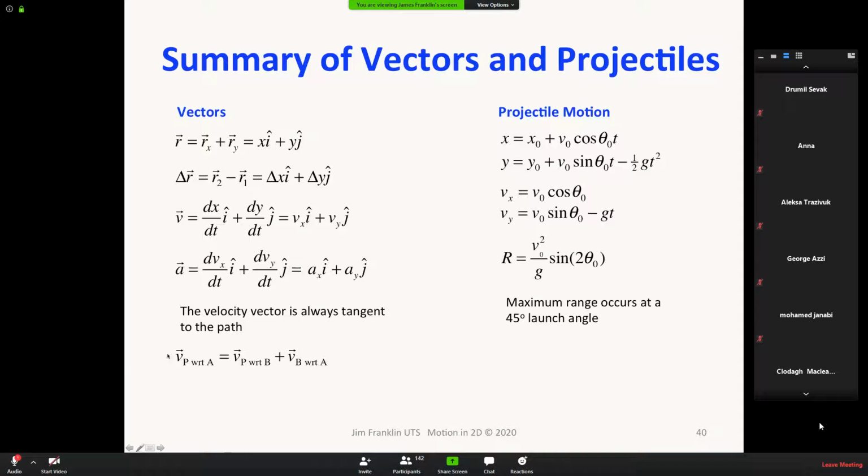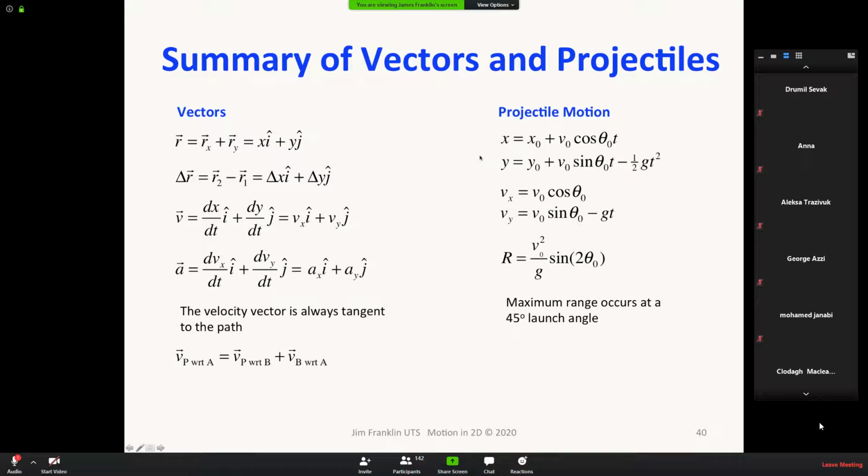And it's very important to remember the velocity is always tangential to the path. And for relative motion, velocity of something with respect to A is the velocity it starts with respect to B plus the velocity of B with respect to A. Those problems take a little bit of practice, so I suggest you have a look at some of the problems in OpenStax or Wiley.